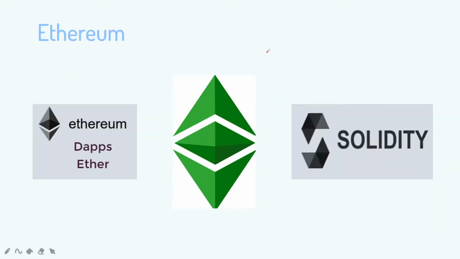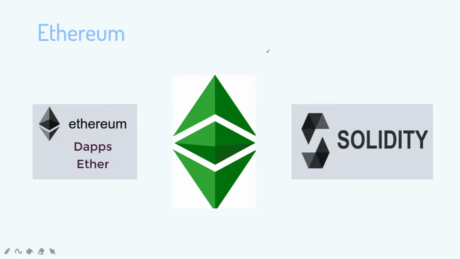And here you can see we have Ethereum, dApps and Ether. So now we have understood: if you want to develop on blockchain technology, we need the Ethereum software with the EVM, the Ethereum Virtual Machine, and using that we can develop our application.